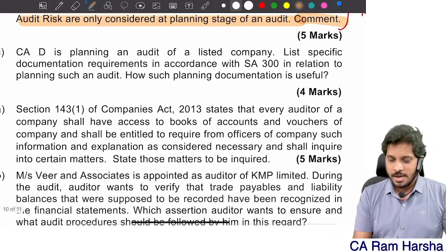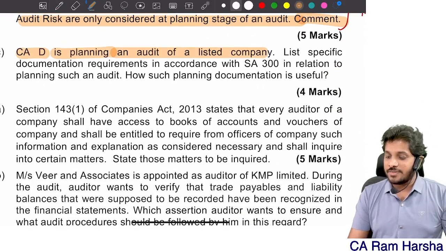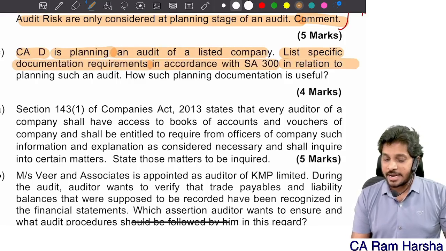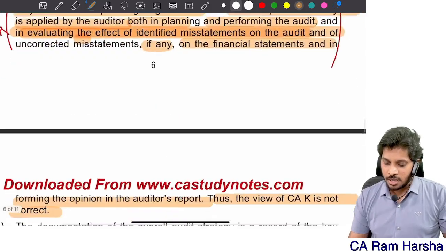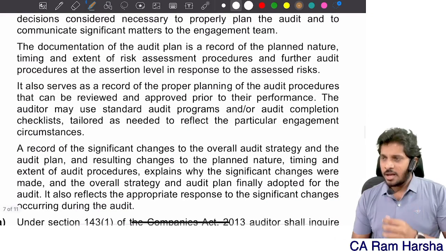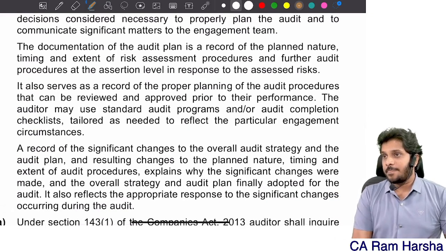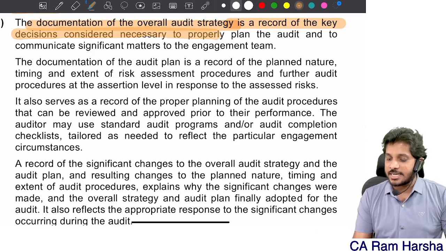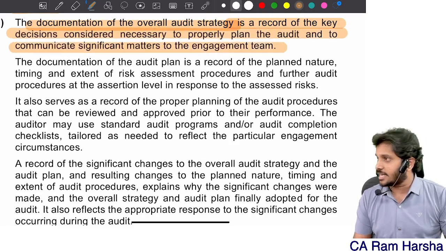Next. CA D is planning an audit of a listed company. List specific documentation requirements in accordance with 300 in relation to planning such an audit. How such planning documentation is useful. So, benefits of planning. They are asking what? Benefits of planning. The documentation of overall strategy is a record of key decisions considered necessary to properly plan and to communicate significant matters. Okay.